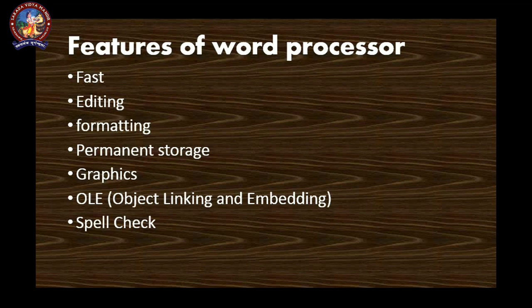Spell check is one of the very useful features of a word processor. That means if you are typing something wrong, the word processor will indicate that you have made some spelling mistake or grammatical mistake also. And it also provides a very beneficial feature, that is mail merge. Later we are going to learn about that.